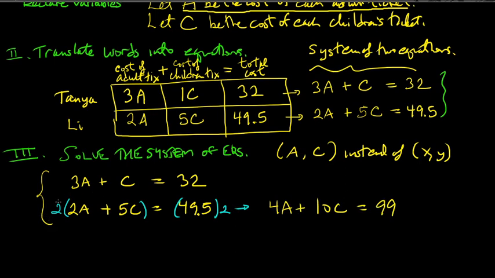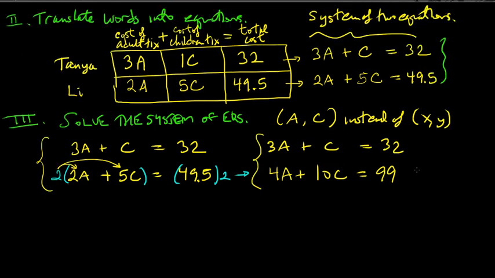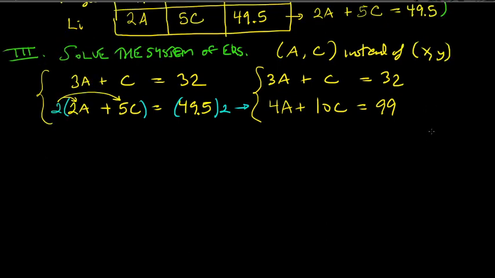So everyone see where I get that, right? 2 times 2A is 4A. 2 times 5C is 10C. And then 2 times 49.5 is 99. Right? And the first equation, there's no decimal, so we can certainly leave that alone. Right? And now we have a system without decimals or fractions. So that might help. Okay, so you can solve this system virtually any way you want. You can use the method of substitution if you find that to be easier. But since we focused on the method of addition or elimination, I'm going to use the method of addition here.